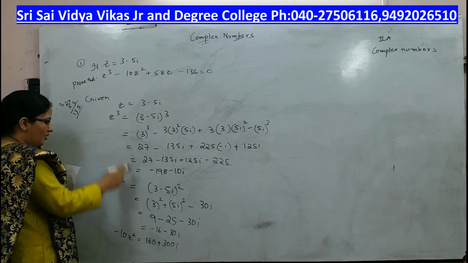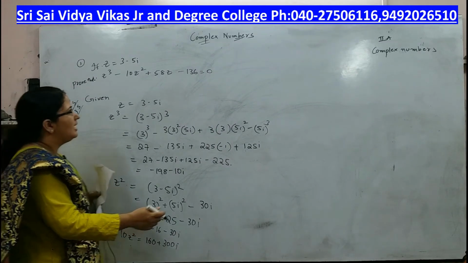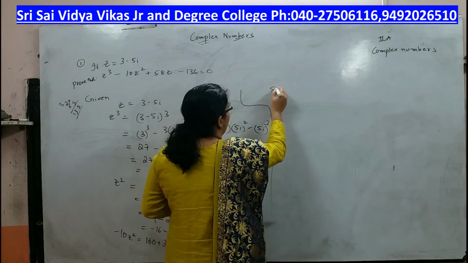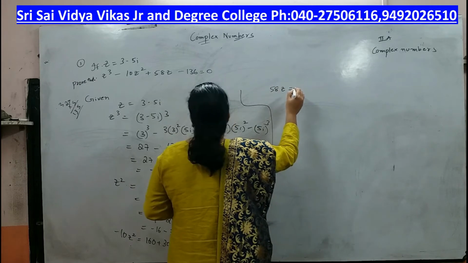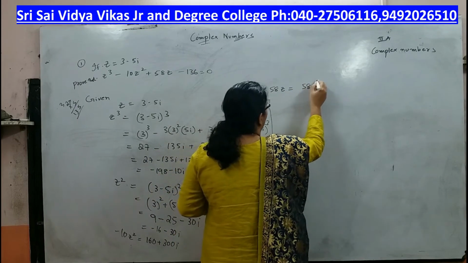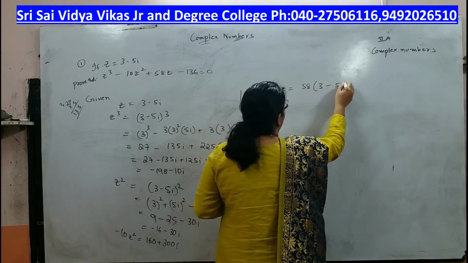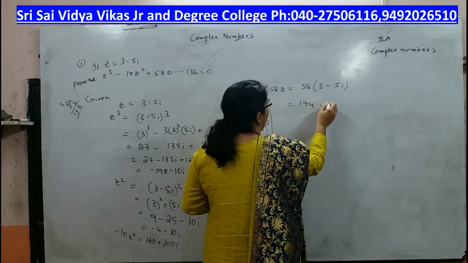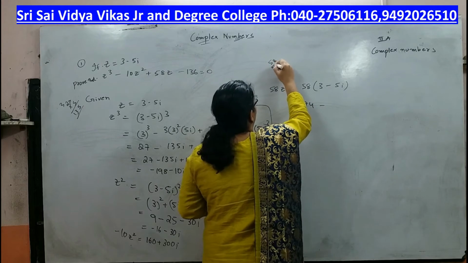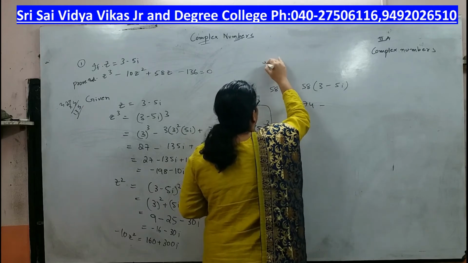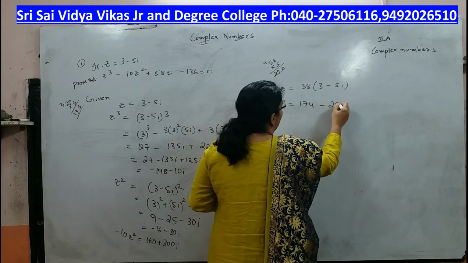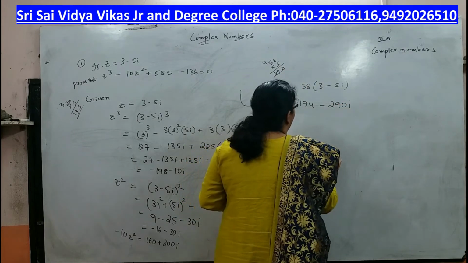You found z cube, you found minus 10z square, and let us see what is 58z. 58z is equal to 58 into 3 minus 5i. 58 into 3, 174, minus 58 into 5. 8 5s are 40, 5 5s are 25, 29, 290 minus 290i.